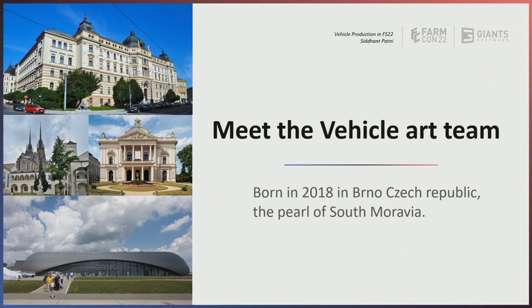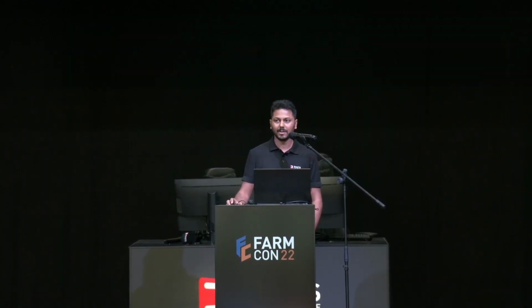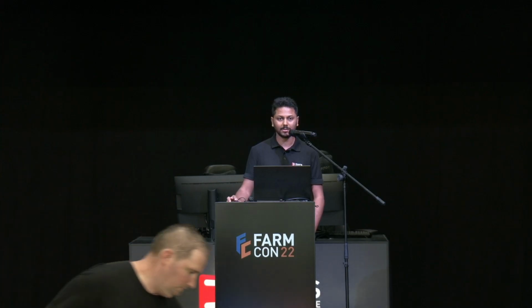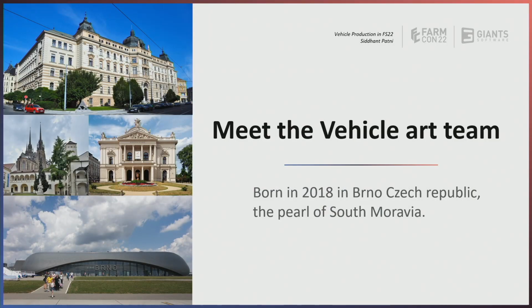Before we start our journey, let me introduce you to your co-passengers, the vehicle art team of Farming Simulator. Established in the year 2018, Giant Software in Brno, Czech Republic, is the home to the vehicle art team. It has grown from 4 to now 25 artists in a span of 4 years. We also work with our network of external contributors to help us deliver the goodies to you.